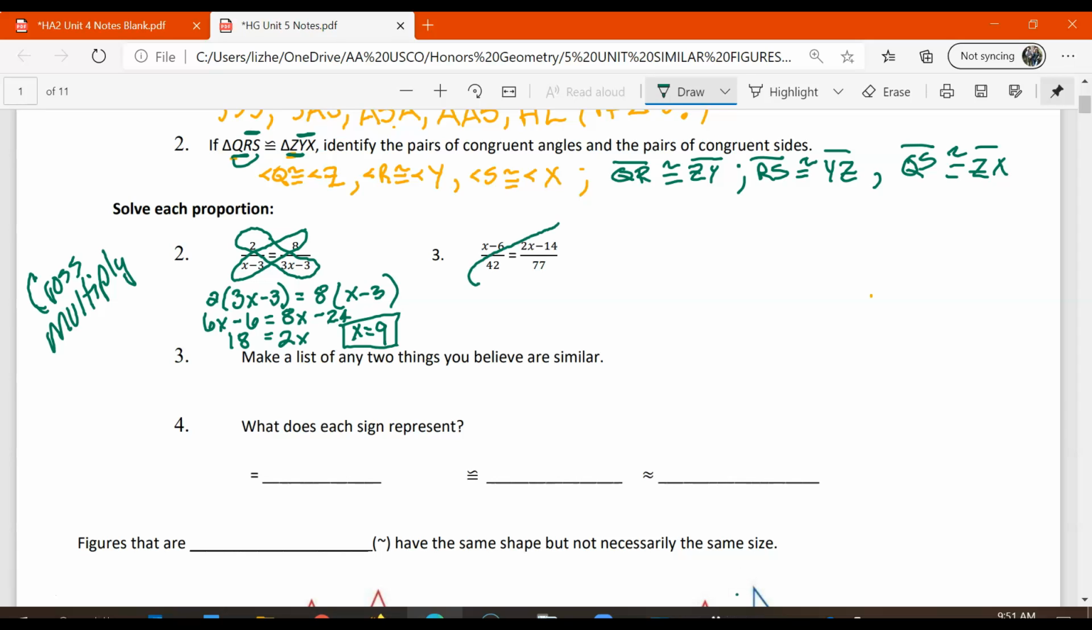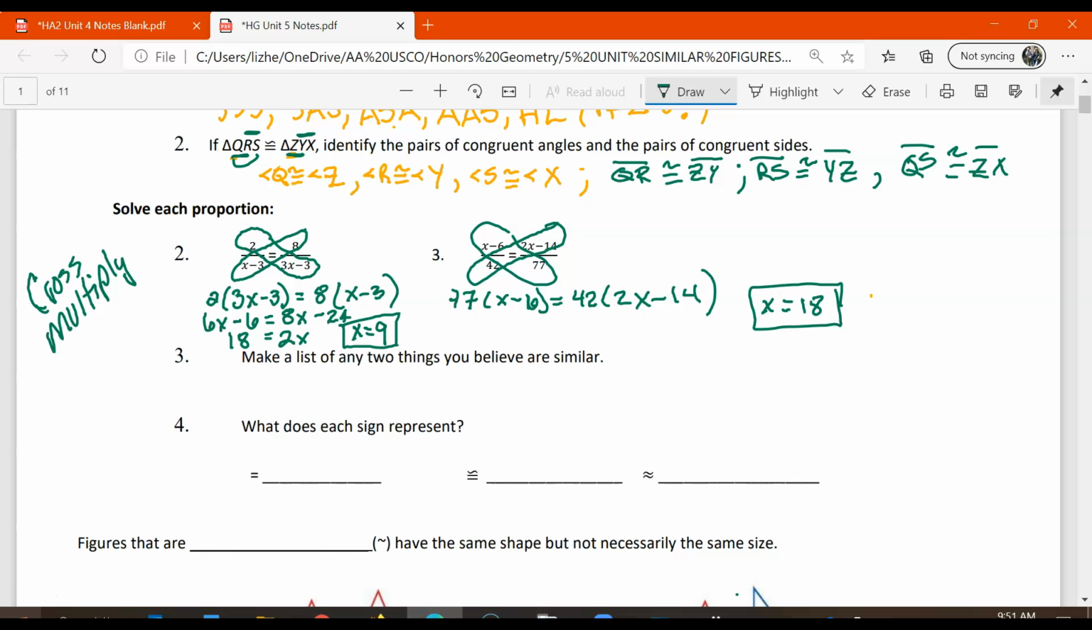So remember cross multiplying here. Again, this equals this. So 77 times x minus 6 equals 42 times 2x minus 14. I'm going to leave that to you to solve, but you should get x equal to 18. That's your final answer. But those are big numbers to multiply. You can grab out a calculator and do that.